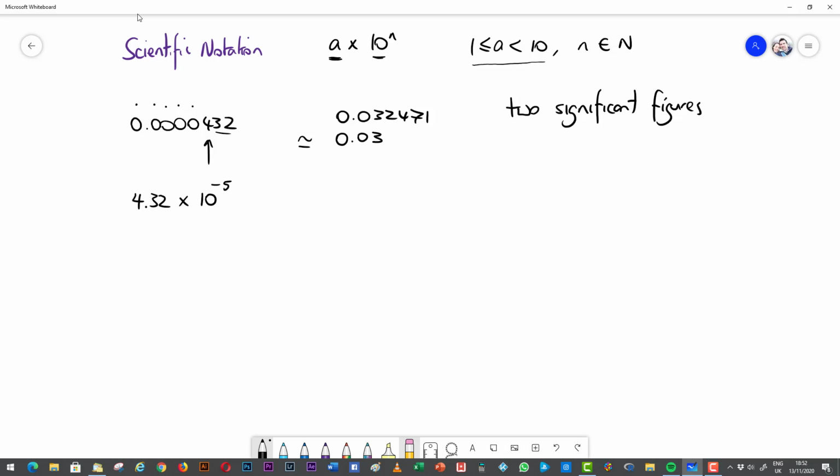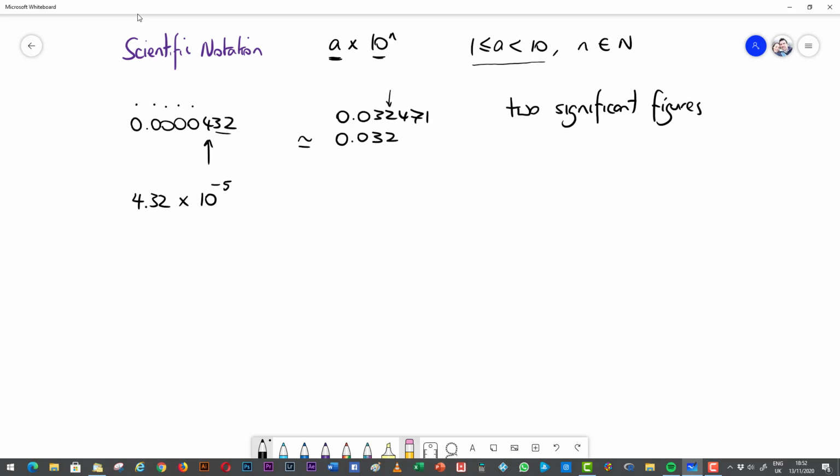0.03, and then I look at the 2. That's my next significant figure. 3 is the first significant figure, 2 is the next one. And is the number 5 or greater, or is it less than 5? So it's less than 5, so we keep a 2. If it was 5 or greater, we'd round that up to a 3.